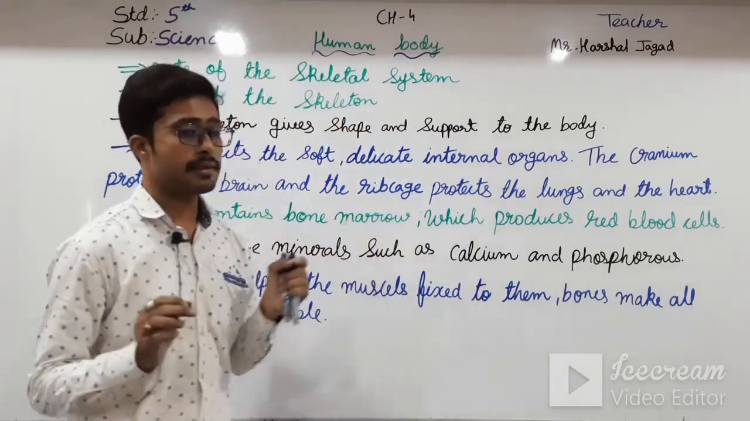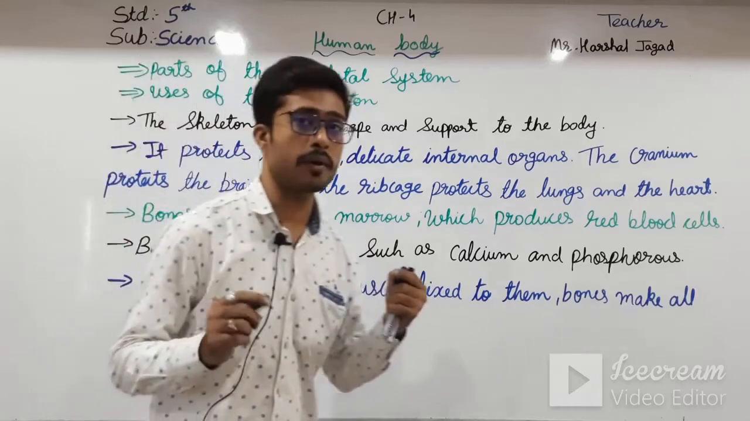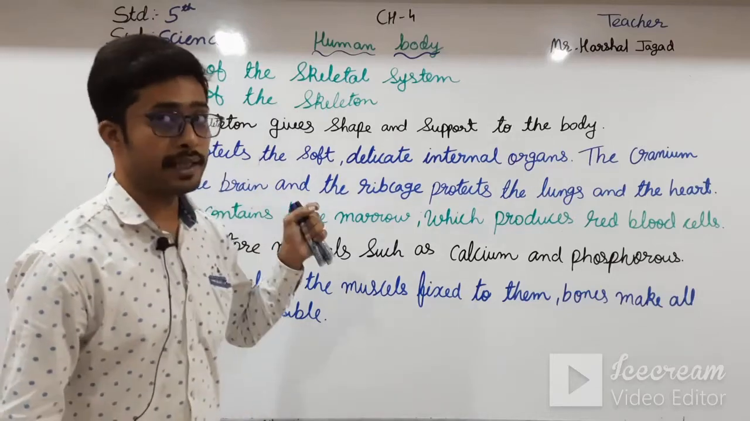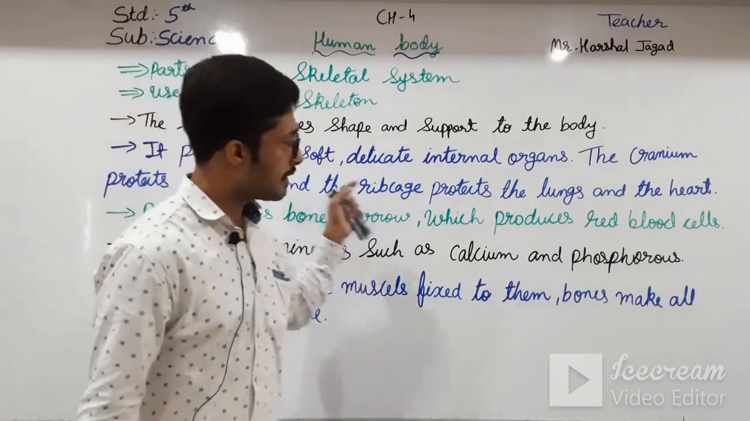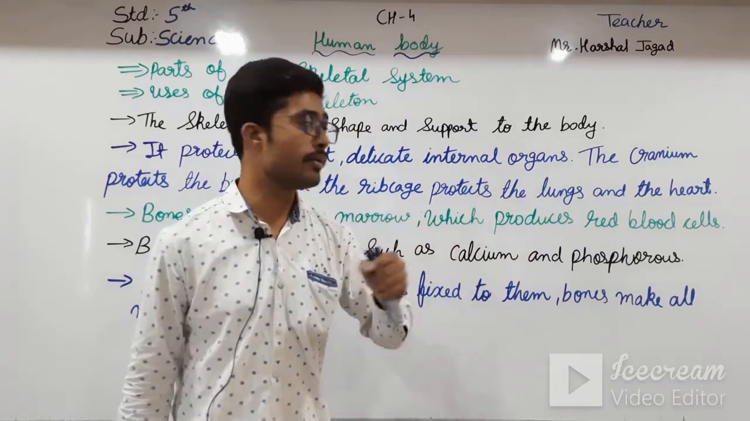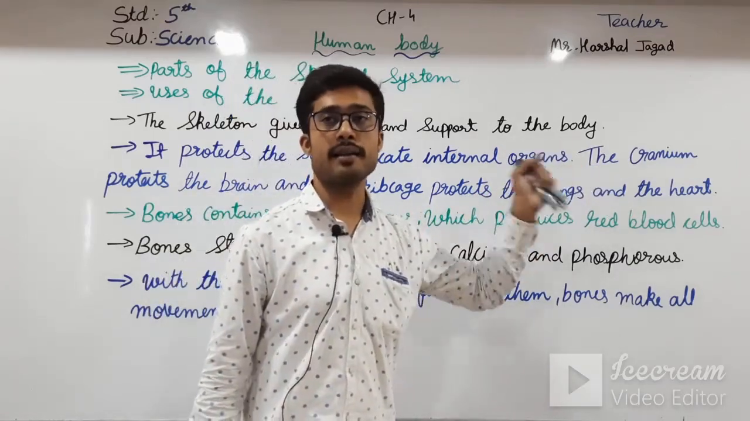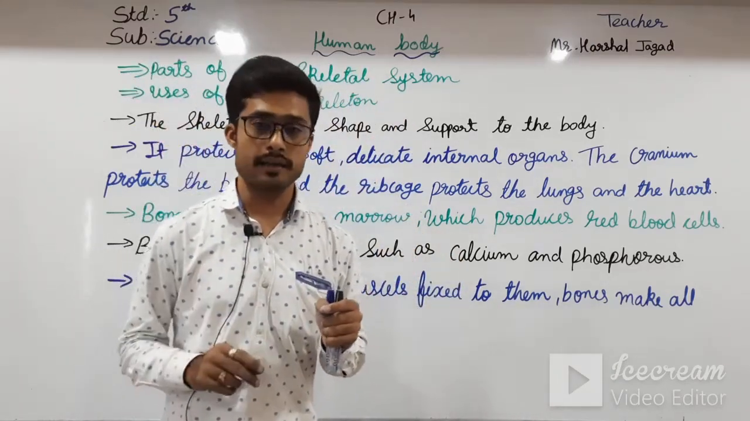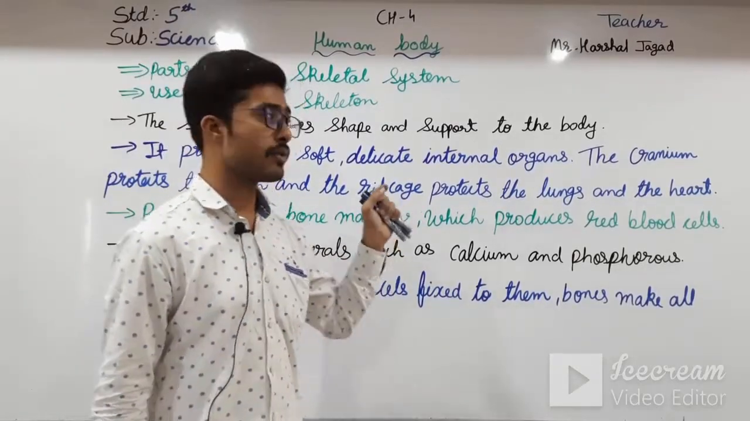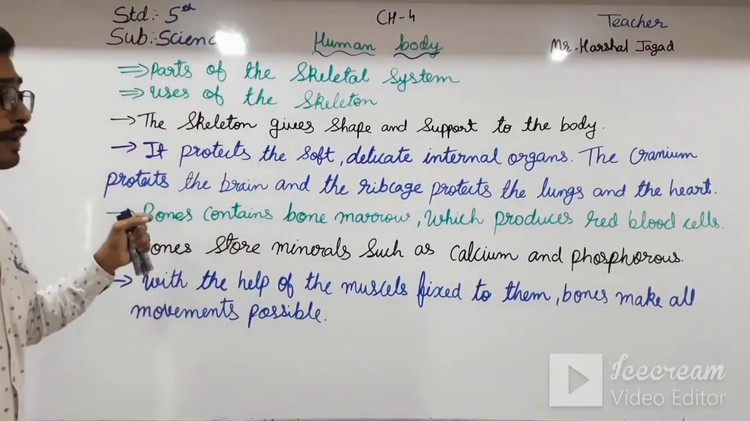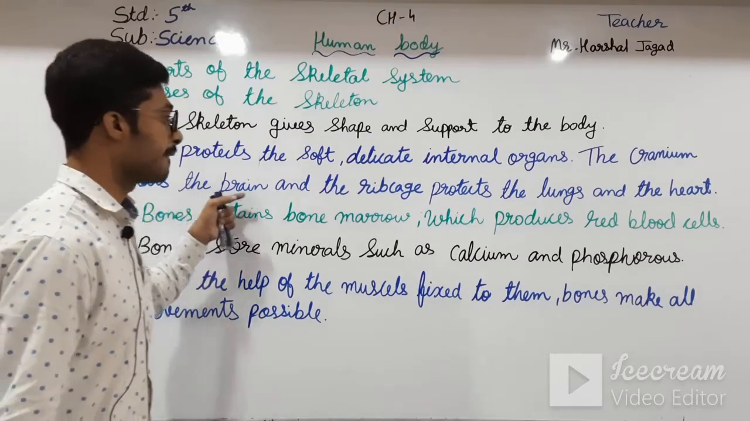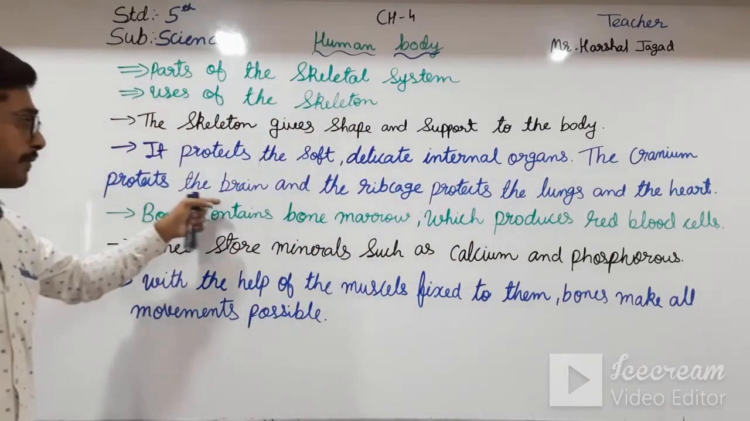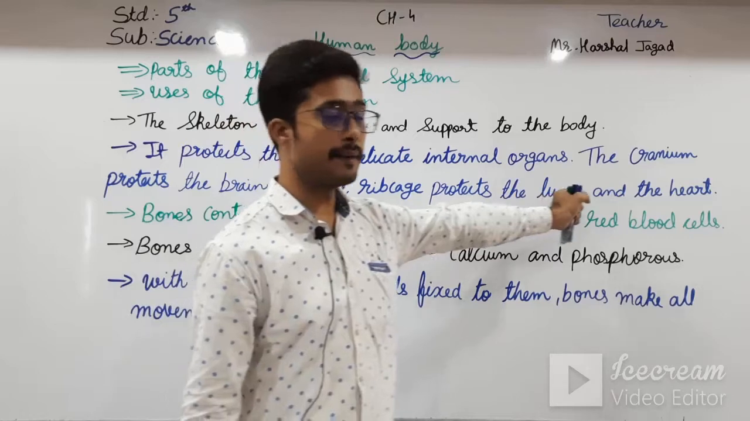See here students, these are some of the delicate internal organs. Why? Because if there is damage to the brain, then we can't live. If there is damage to the lungs, then also we can't live. And if there is damage to the heart, then also we can't live. Okay students, so these are some of the delicate organs. So without these we can't live. So the skeleton protects the brain, lungs and the heart. The cranium protects the brain, the rib cage protects the lungs and the heart.